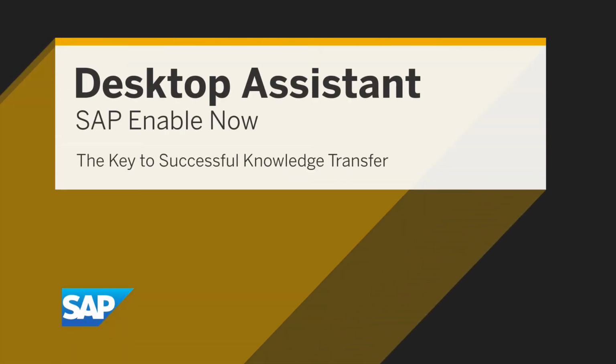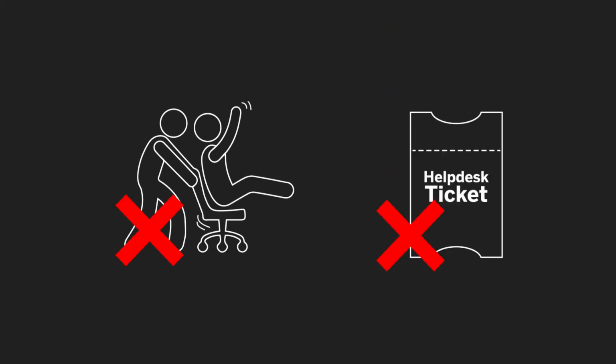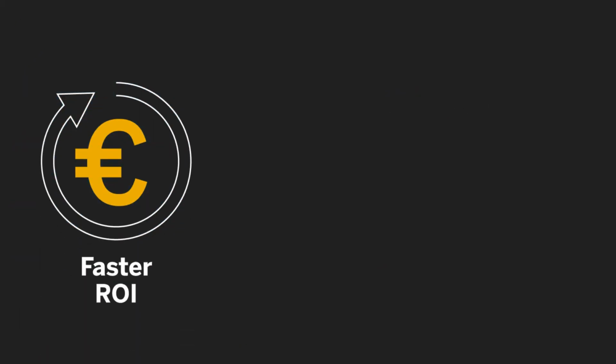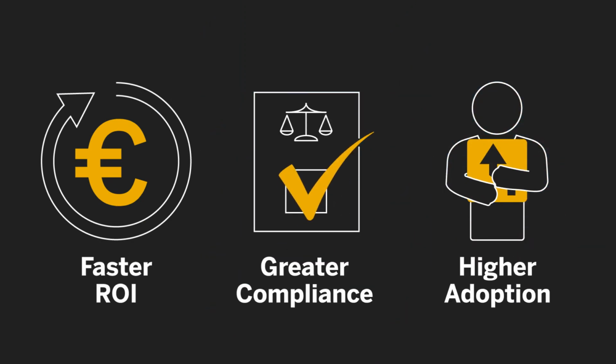Even though software becomes more intuitive and easier to use, it is often difficult finding the right information while working in the live system. SAP Enable Now Performance Support helps your users enable themselves without disrupting colleagues or creating help desk tickets, resulting in faster return on investment, greater compliance, and a higher adoption.